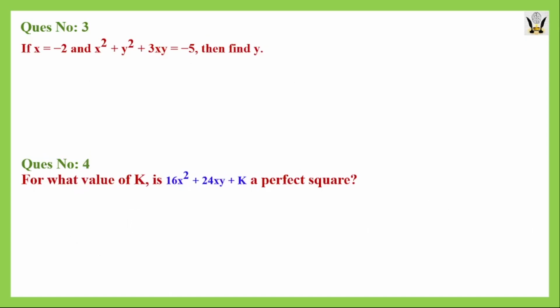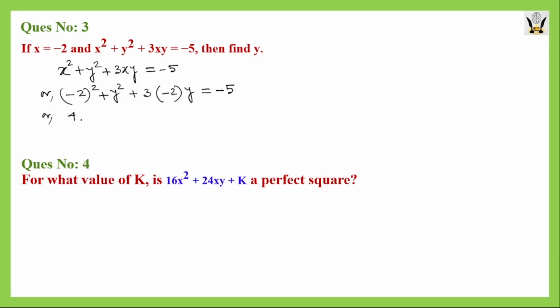In the next question, we have if x is equal to minus 2, then find the value of y from this given expression. We will put the value of x, so it will be 4 then y square, and here it will be minus 6y, and then minus 5. This can be simplified to y square minus 6y, and then here we will have 4, and if we take 5 to the left side, then it will be 4 plus 5, 9, and that will be equal to 0.